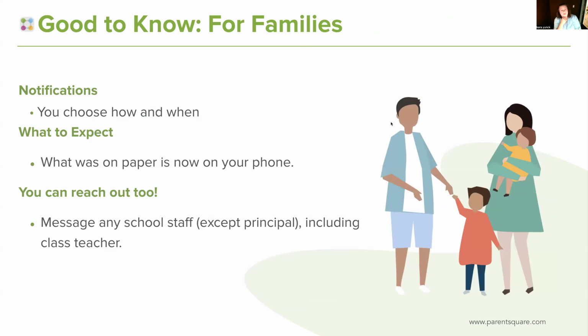Okay, so for notifications, you choose how and when. When we go in to set your notification preferences, you'll see email, text, and app notifications at both the district level and the school level. So if you only wanted to receive emails from the district, except for an emergency, we'll get to that, you can choose that just for the district, but you can still choose text for your student's school.